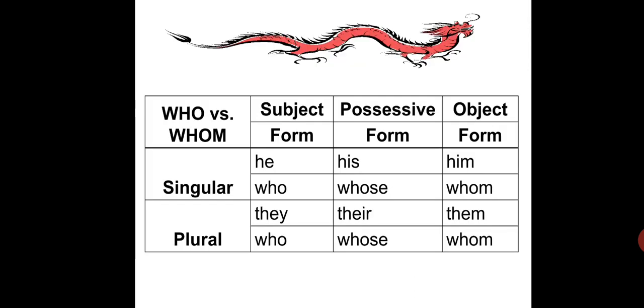So, eto po yung kanilang cases, si who versus whom. If it's subjective form, singular, he. Pag ang question mo ay who, ang sagot mo ay he. Pag ang question mo ay plural, who, ang sagot mo ay they. Pag possessive naman, whose, and then his. Pag plural, ay their. Pag object form, whom, ang sagot mo ay him.